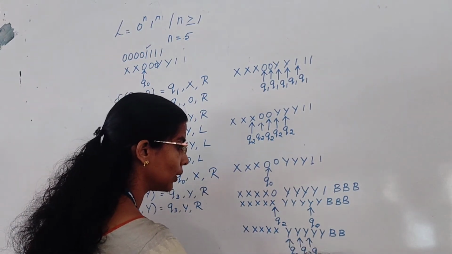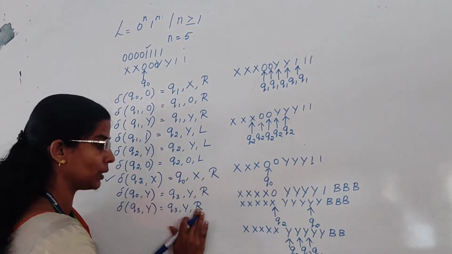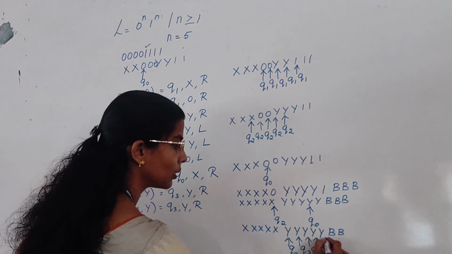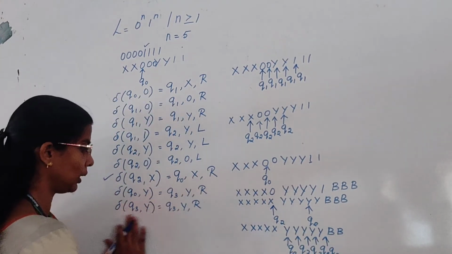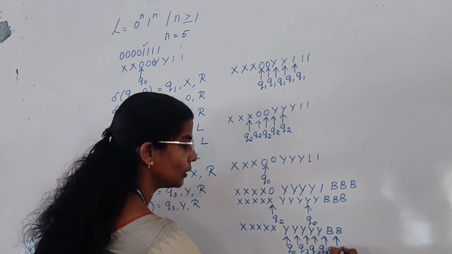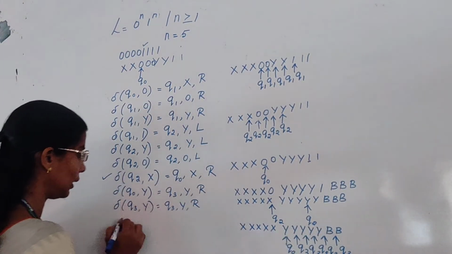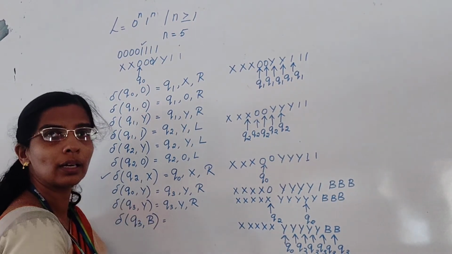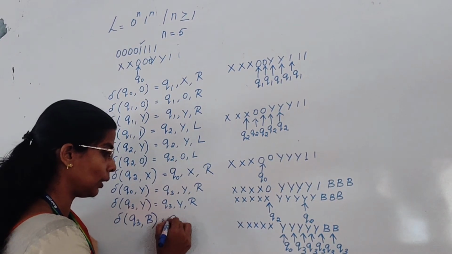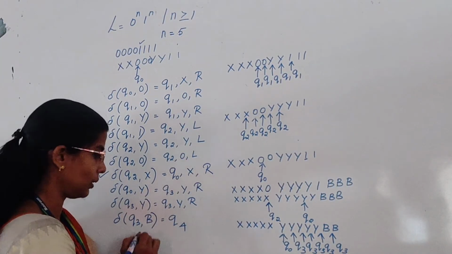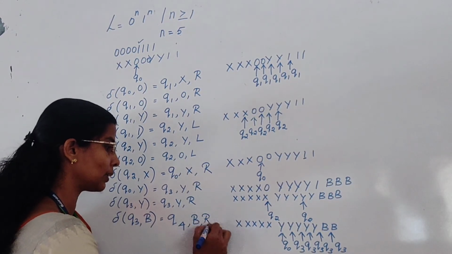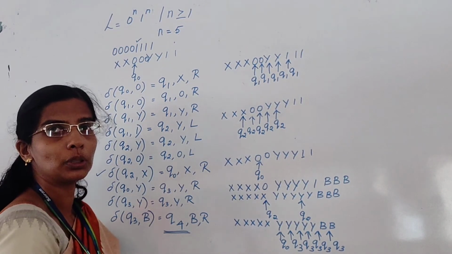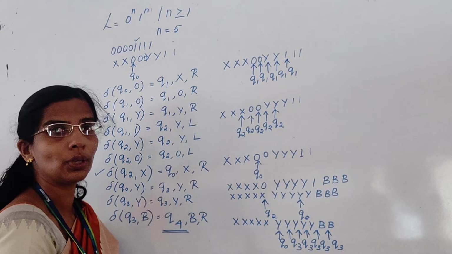Until you reach your blank, just travel right without disturbing anything. Again it is Q3 comma y, just travel right. Now Q3 is reading a blank. When Q3 is reading blank, make your final state. Blank remains the same. Just mark the read-write head direction as right. This is the final state of your Turing machine.